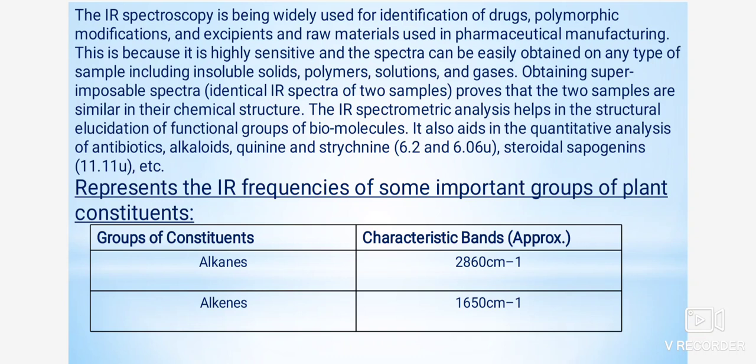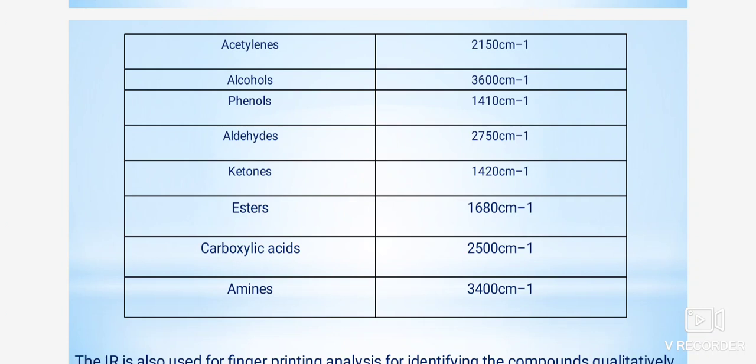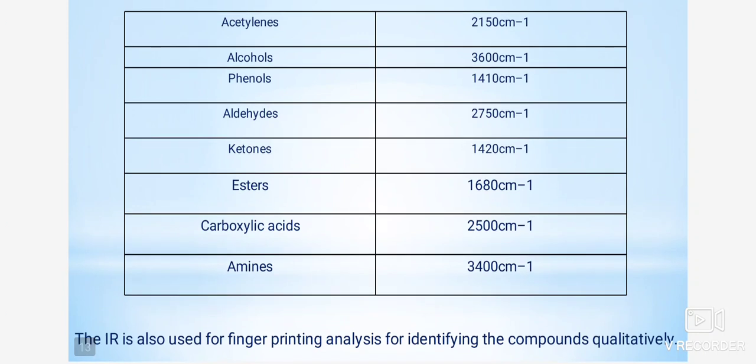So these are the IR frequencies of some important groups of plant constituents. In that, alkanes characteristic bands. Approximately, these are the values of alkanes, alkenes, acetylenes, alcohols, phenols, aldehydes, ketones, esters, carboxylic acids, and amines. Infrared spectroscopy is also used for fingerprint analysis for identifying compounds qualitatively.